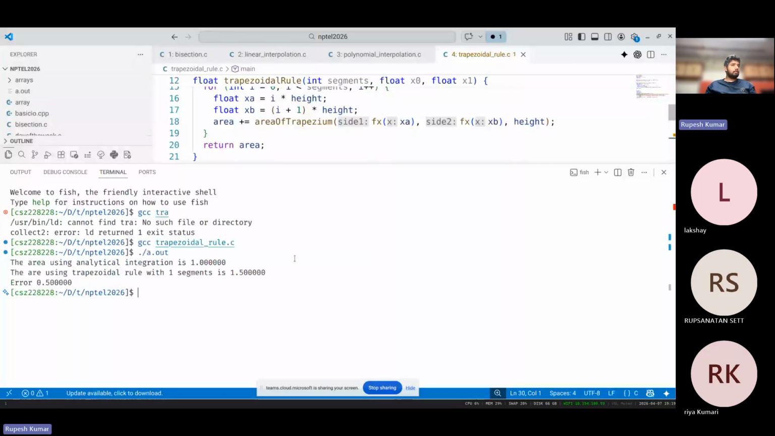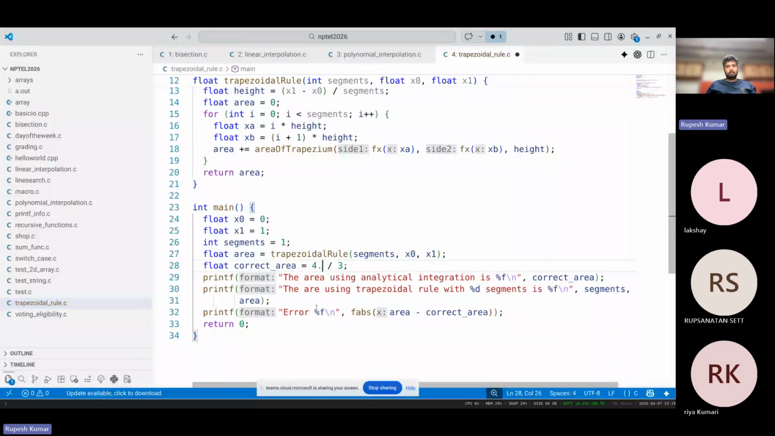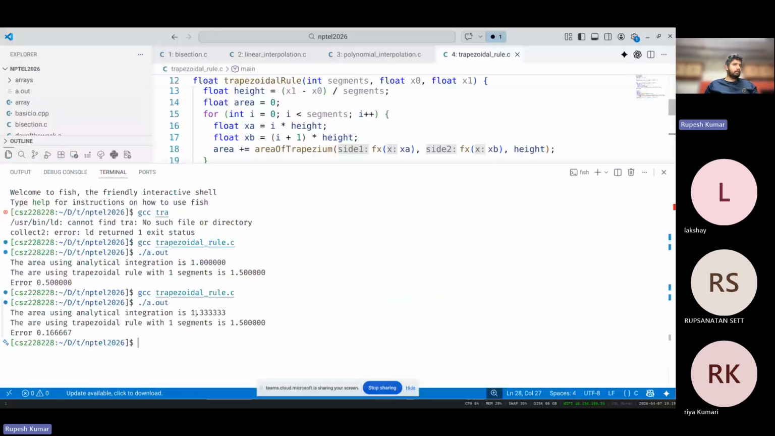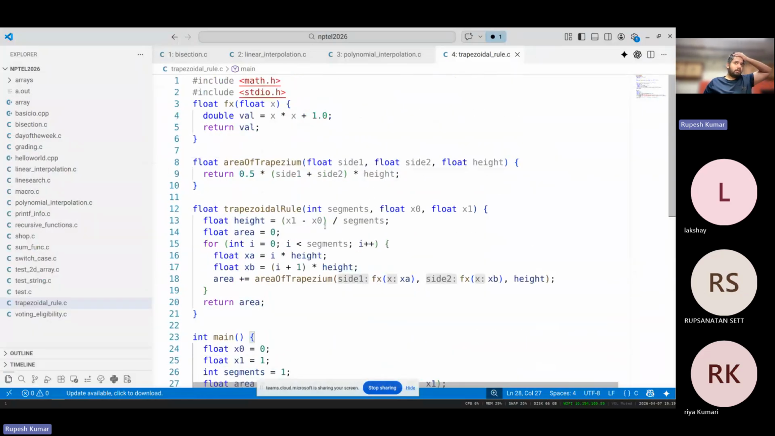Let's run my code. And you can see the area using analytical integration is 1. The area, wait a second. Okay, yeah, this is wrong. So this has to be floating. So the area using analytical integration is 1.333. But if you use 1 segment trapezoidal rule, you get an error of 0.166, right? With one segment. So everyone, please look into this code and ask any doubts if you have. I'll be back in a minute.